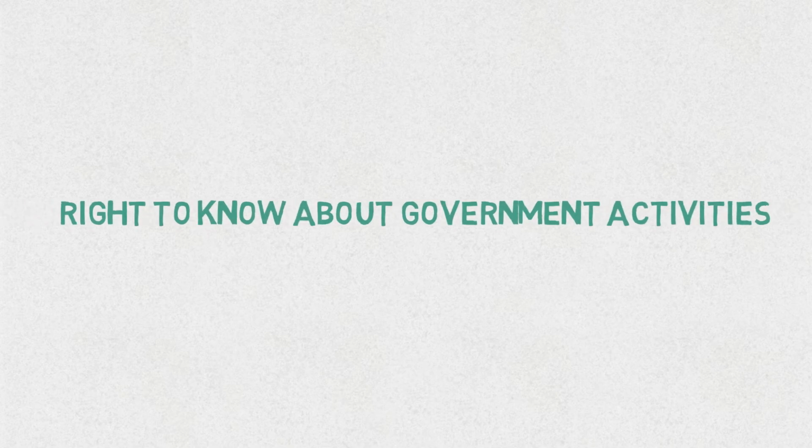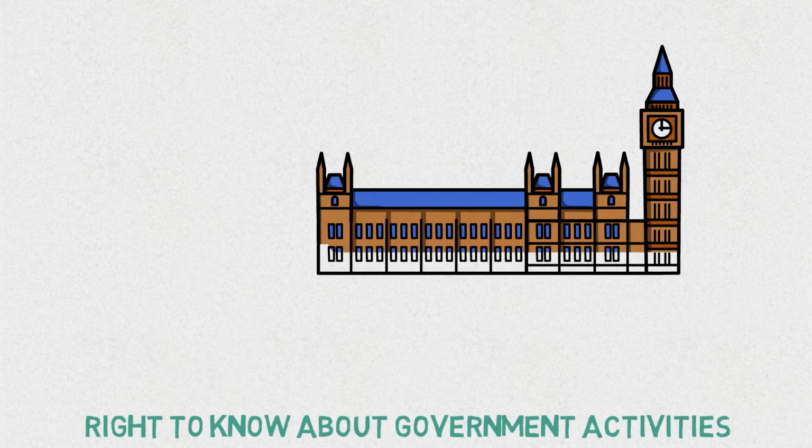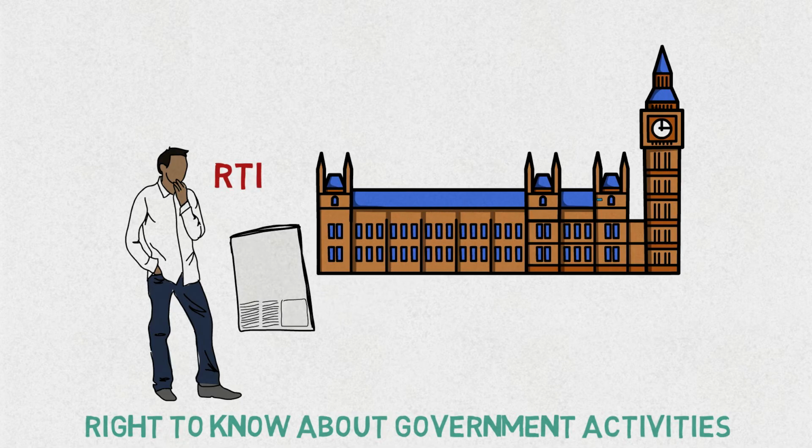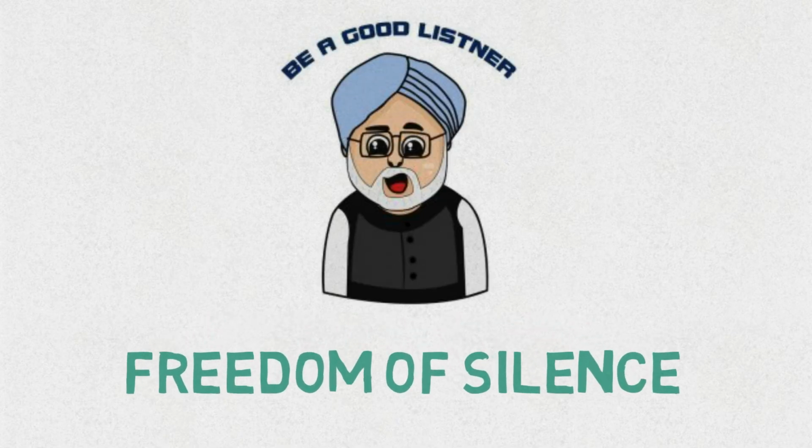Seventh, right to know about government activities. Under RTI Act 2005, any person can file for RTI and the government entity has to reply within a stipulated time. Eighth, freedom of silence. Yes, you have the right to remain silent.